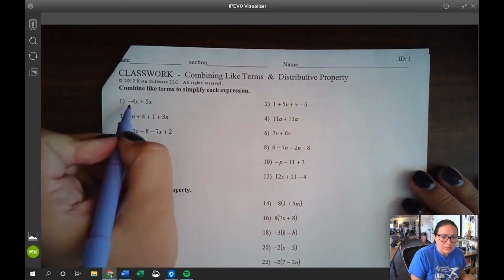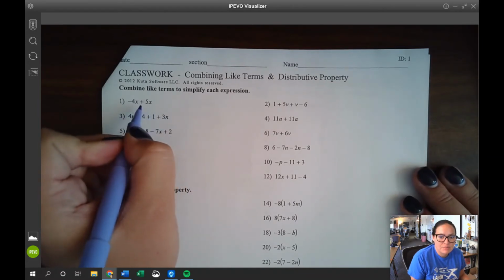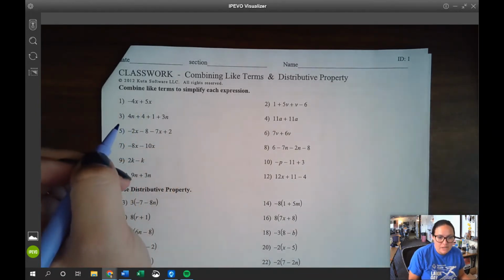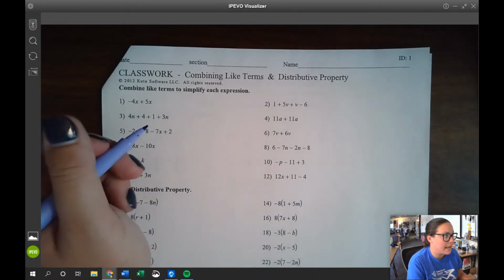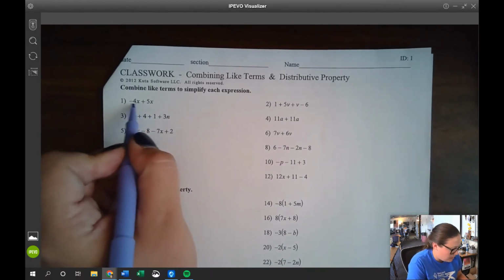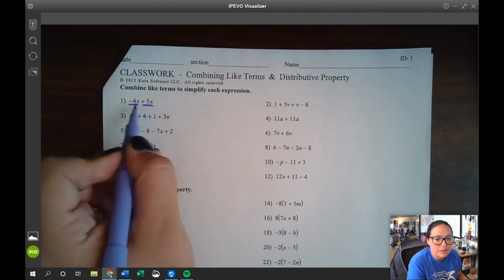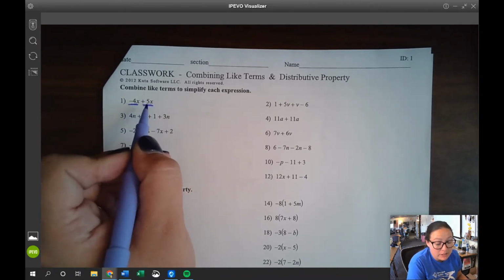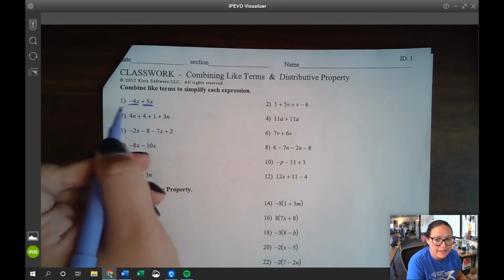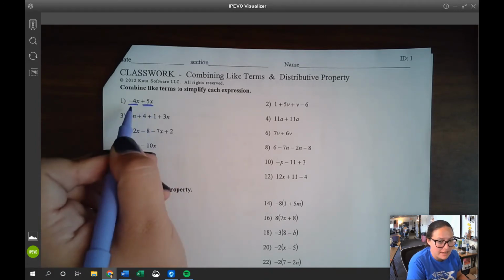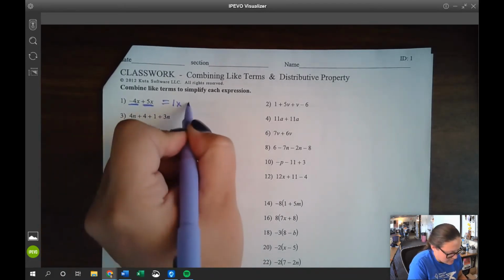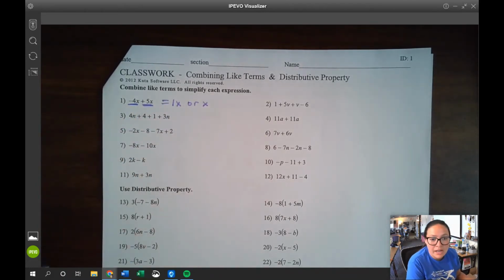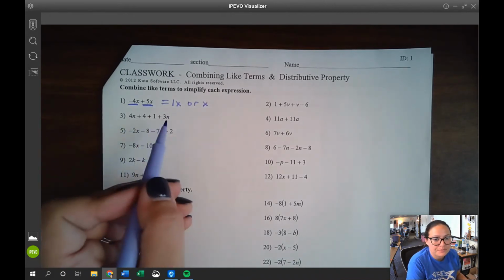So we can combine terms if they have the same variable and same exponent, but we don't have to worry about exponents today. So when I do negative 4x plus 5x, I can combine those because they both have an x. So negative 4 plus 5 gives me 1x or just x. 1x and x are the same thing. Okay, let's look at number 3.